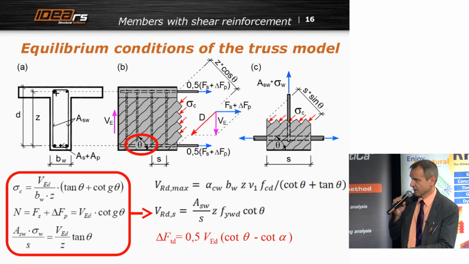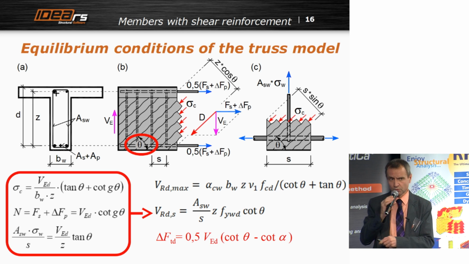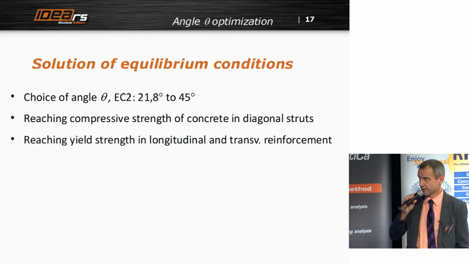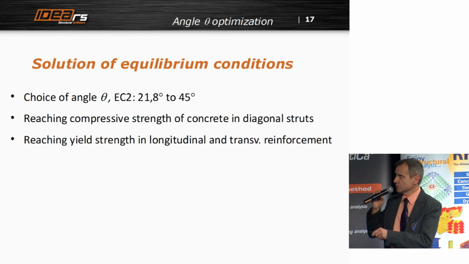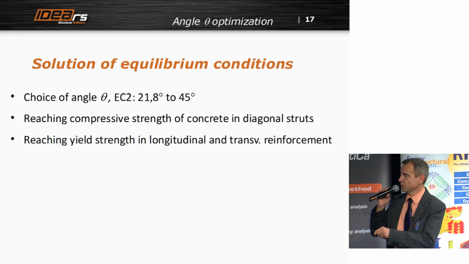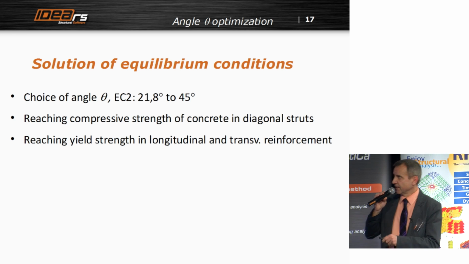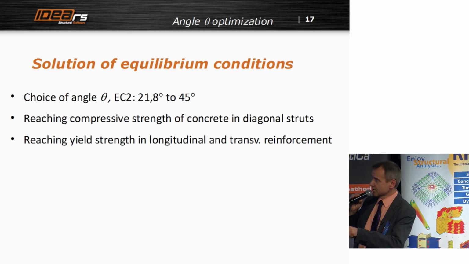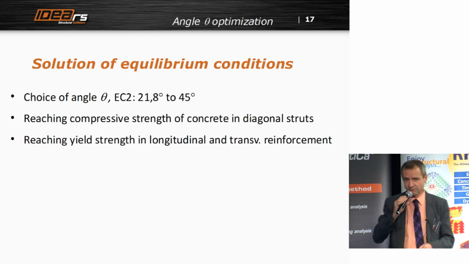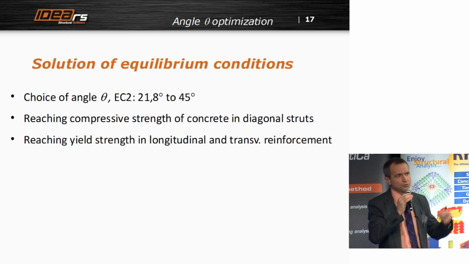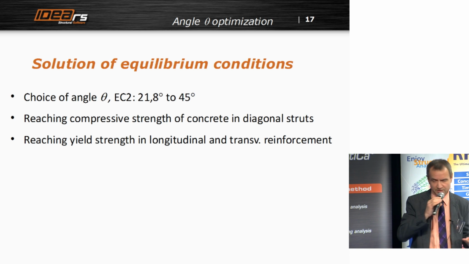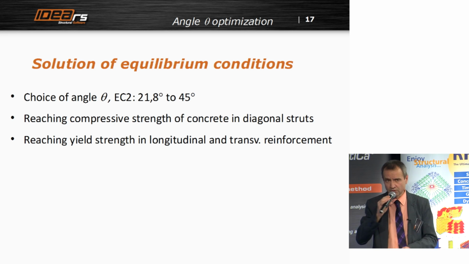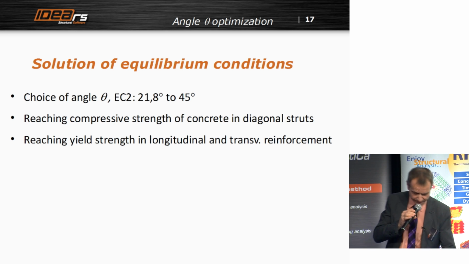Actually, we have three equations and four unknowns, if you see. And this can be solved by three methods. Either Eurocode allows you to choose the angle from 21.8 to 45 degrees. The second possibility is that you model it in the way that you want to reach the compressive strength in concrete strut, which means that you want to use the material which you already designed in the cross-section.